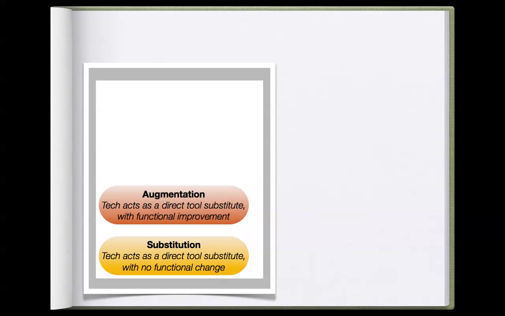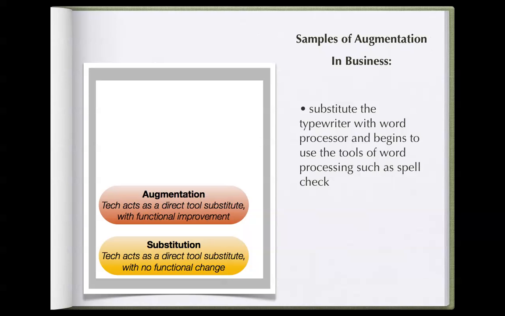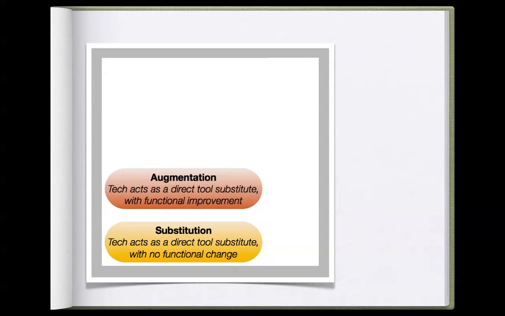At the augmentation level, technology acts as a tool substitute with some functional improvement. So, for example, in business, when we substitute the word processor for the typewriter, the employees begin to use the tools that are available within word processing, such as spell check and grammar check. They may also begin to use templates to generate mailing labels or just to do the letters they have to type on a daily basis. Here, the business begins to see some improvement in efficiency, but that's about it at the augmentation level.